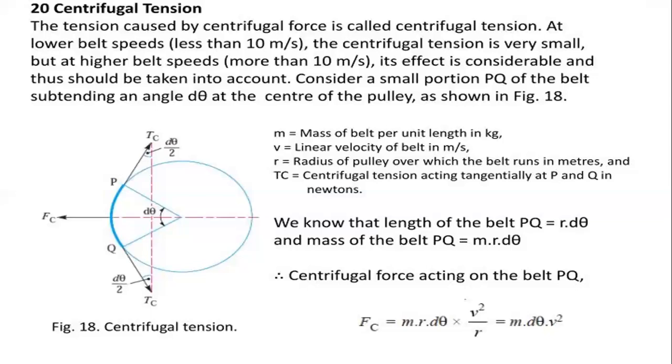Then the centrifugal force acting on the belt PQ. PQ is a portion of the pulley with an angle d theta. So there we are considering the centrifugal force. Centrifugal force Fc is equal to m into r into d theta into v square by r. We are generally considering mv square by r, and considering the angle here, in the end we got m into d theta into v square.